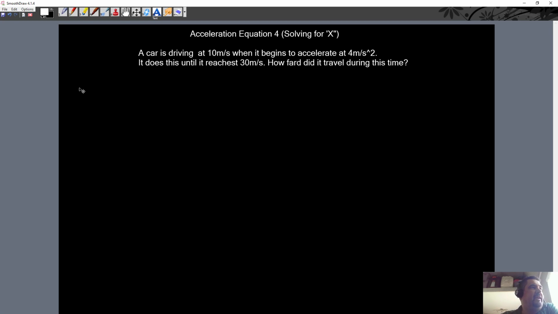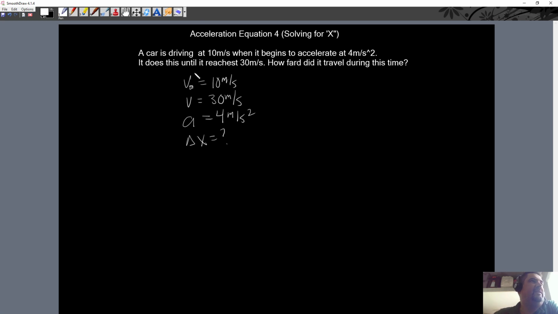So let's write this stuff down. V0, the starting speed, which is 10 meters per second. And the final speed it reaches is 30 meters per second. And what else do we know? We know the acceleration rate is 4 meters per second squared. And they're asking for how far did it go.